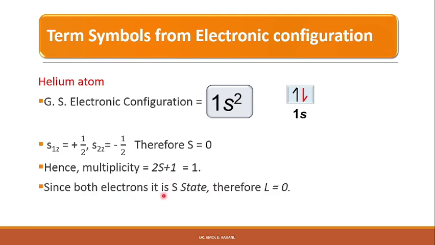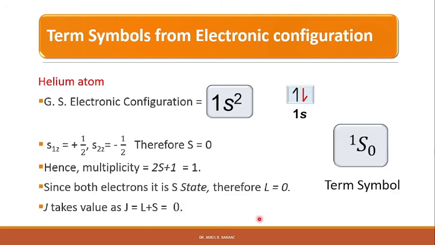Both electrons are s electrons, therefore it is an S state, and L is equal to 0. J values are given by J equal to L plus S. Since L is 0 and S is also 0, J is equal to 0, and the term symbol we can write is 1S0. That means for the helium atom the electronic shell configuration is complete, the 1s shell is completely filled, and therefore we get the term symbol for helium as singlet S 0.